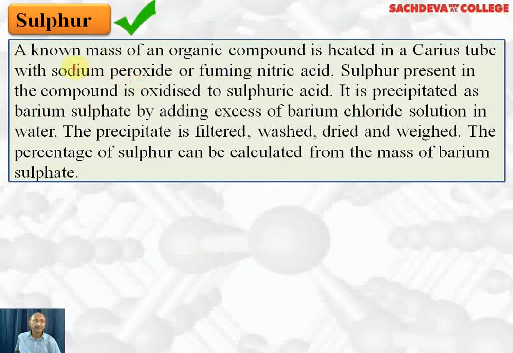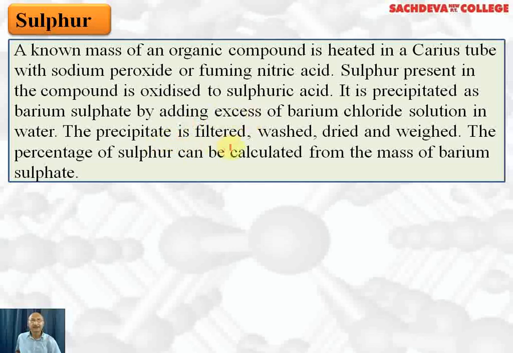Next we are taking estimation of sulfur. This is also the Carius method. A known mass of an organic compound is heated in a Carius tube with sodium peroxide or fuming nitric acid. What is the role of the sodium peroxide or fuming nitric acid? This converts sulfur present in the organic compound to sulfuric acid or sulfate ions. So sulfur present in the compound is oxidized to sulfuric acid and it is precipitated as barium sulfate by adding excess of barium chloride solution.